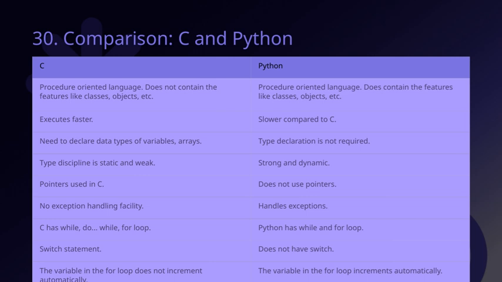Finally, in C, the variable in a for loop doesn't increment automatically. You need to specify the increment explicitly. In Python, the for loop automatically handles the loop variable's progression, which often makes code cleaner and easier to read. Overall, these differences highlight how C is more low-level and performance-oriented, while Python emphasizes simplicity, flexibility, and ease of use, aligning with different programming needs and project requirements.